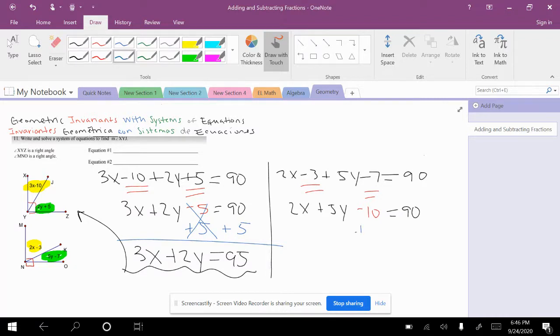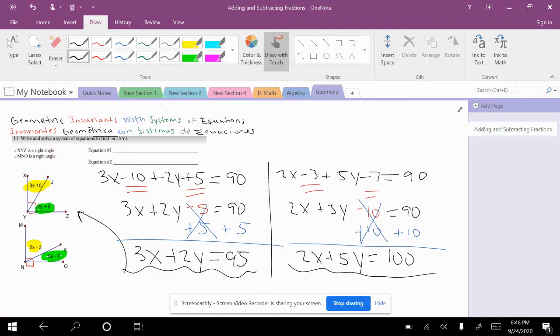Now I have to balance and do the opposite of -10. Ahora tengo que balancear y sumar 10 en ambos lados. These cancel and I bring down everything. Esos se cancelan y bajamos todo. This is the second equation. These are not the answers. Esos no son las respuestas.